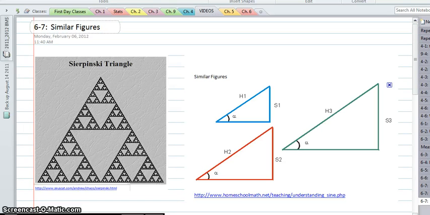Today we are going to talk about similar figures, and this is section 6-7. I have some similar figures here. You don't have to copy them down, but basically these are figures that have the same shape but not necessarily the same size, and they are proportional to one another, and that is a very key point.